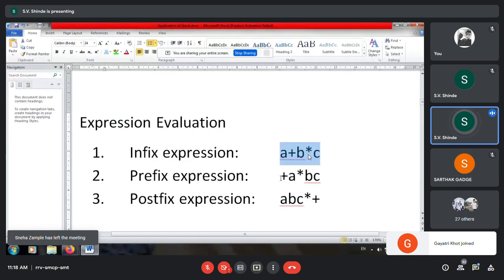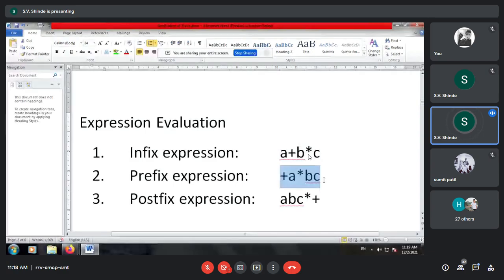Then another is the prefix notation of the same expression. So in prefix, all the symbols, mathematical symbols we can say, will be prior to the variables, and postfix is the reverse of prefix, where all the mathematical symbols will be at the end.